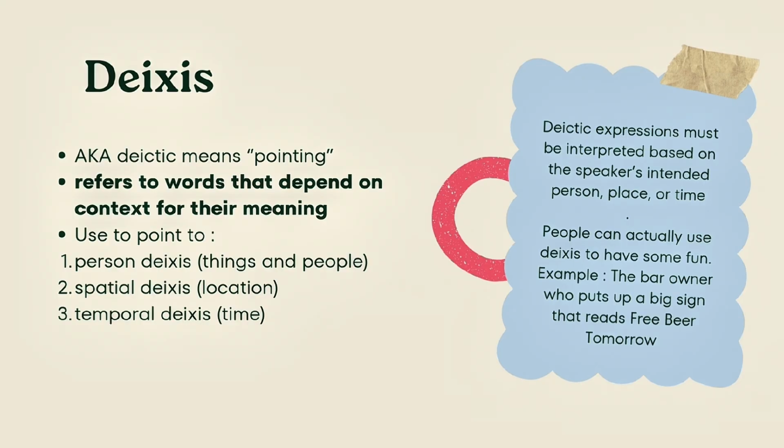Person deixis is used to point to things, like it, these boxes, and to people, him, them, those idiots, etc. Spatial deixis is used to point to a location, like here, there, near that, etc. And temporal deixis is used to point to a time, like now, then, and last week. All these deictic expressions have to be interpreted in terms of which person, place, or time the speaker has in mind. Like in spatial, we can indicate whether movement is away from the speaker's location or toward the speaker's location.